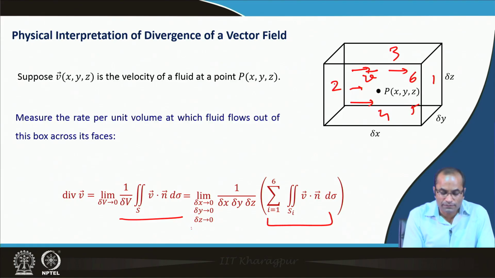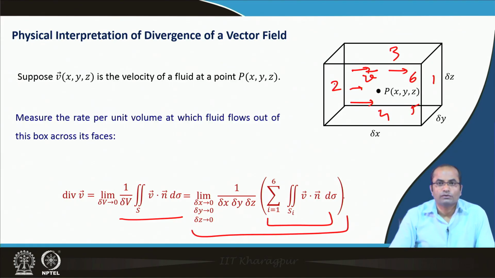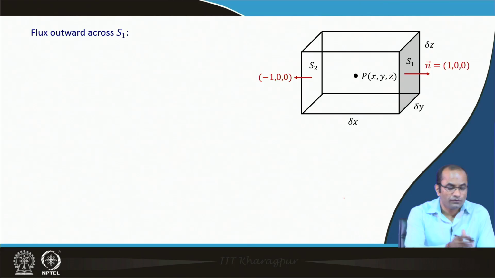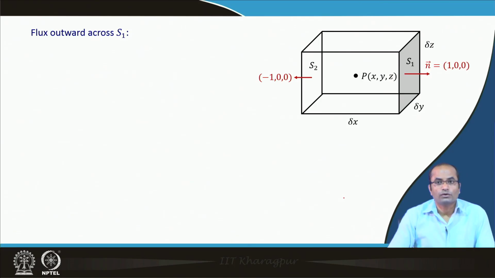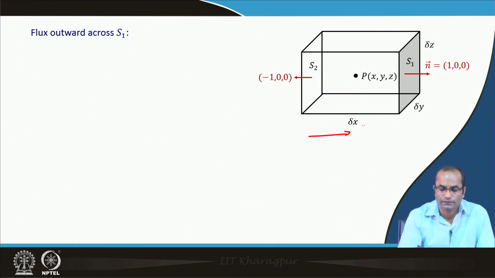So, this integral can be evaluated in a much simpler way by considering these 6 integrals, one for each face of this geometry. Now, if we compute the flux outward across S1, let us consider this surface S1, whose unit normal vector is (1, 0, 0). We have the direction x here, then the y direction, and z, the vertical direction.